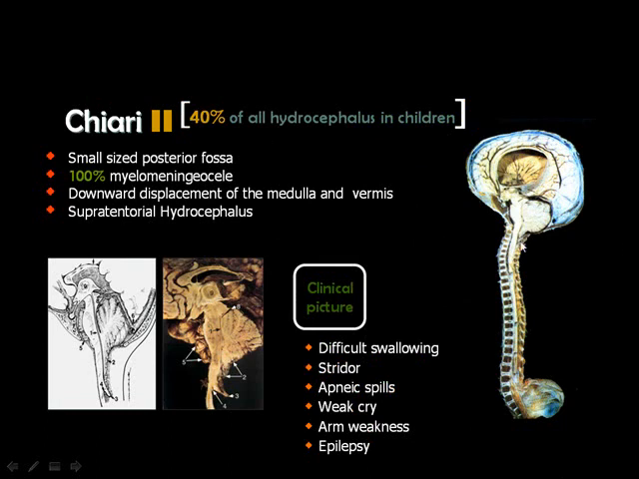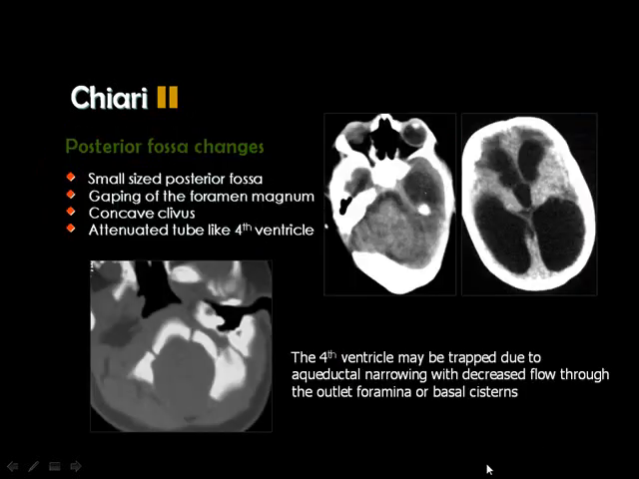structures descending into the upper part of the cervical spinal canal, including the cerebellar tonsils and the vermis and part of the medulla oblongata. Then the posterior fossa will be small in size because some of the contents are in the cervical spinal canal. These conditions are associated with lumbar meningocele in all cases, in 100% of the cases. Then the downward descent of the medulla and vermis, as well as the cerebellar tonsils, will be associated with compression of the fourth ventricle. Then the patient will get supratentorial hydrocephalus.